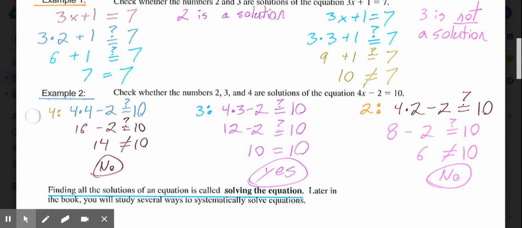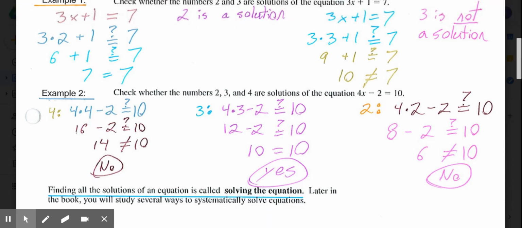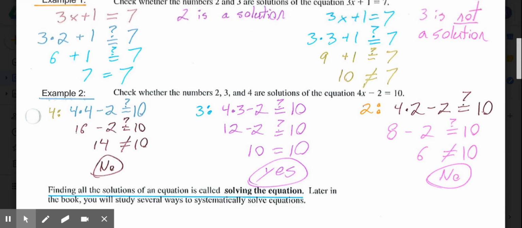Now in example 2, we're checking whether the numbers 2, 3, and 4 are solutions to the equation 4x minus 2 equals 10. I started with the 4, then I'm going to check the 3, and then the 2. Each time we're replacing x with this number. The first time we have 4 times 4 minus 2. 4 times 4 is 16. So 16 minus 2 is 14. So 14 does not equal 10.